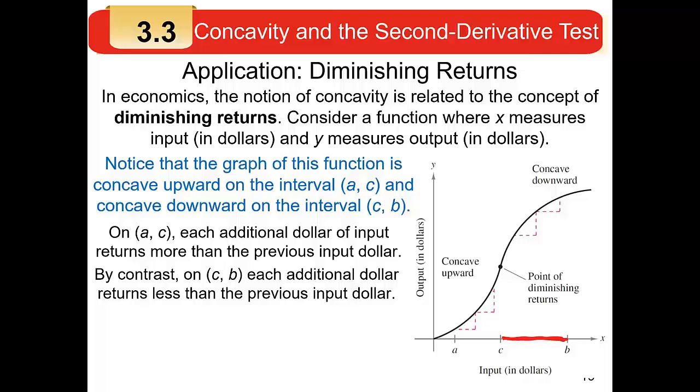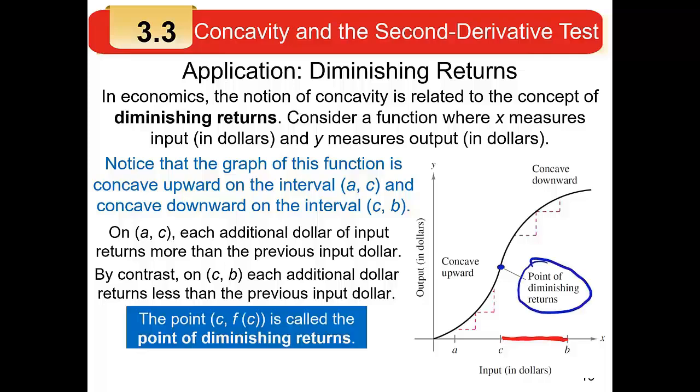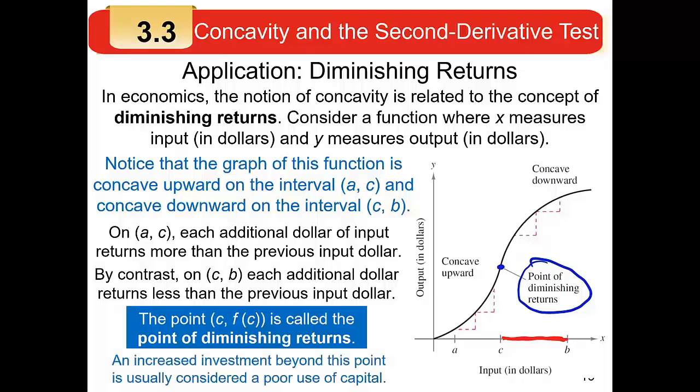Spending a little bit more money maybe on advertising doesn't increase the sales that much. That idea is the idea behind the point of diminishing returns. And that point, which is basically an inflection point, where the concavity is up on the left and down on the right, is your point of diminishing return.